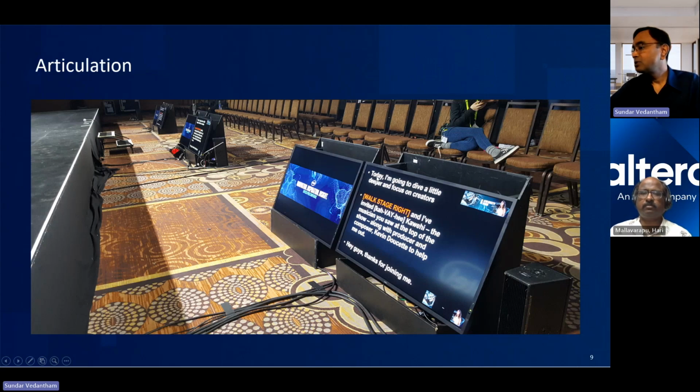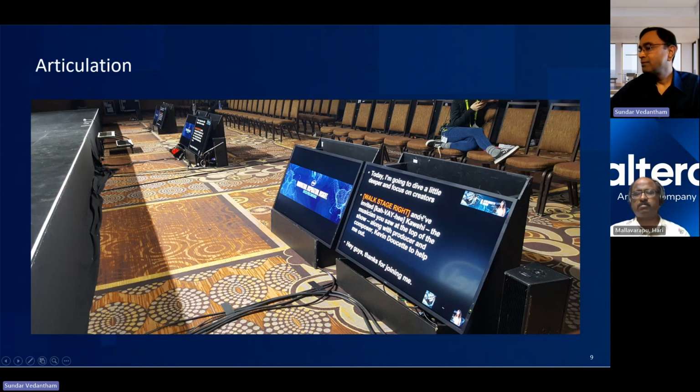Look at this. It says, today I'm going to dive a little deeper and focus on creators. This looks like something that executives will just say extemporaneously without really practicing, just casually speaking, right? But in reality, it is not. They really even script these things out. And then you can see here, walk stage right, meaning in the stage, this is the right side, right? For the audience, this is the left side. But for the stage, this is the right side because the stage people are facing this way.